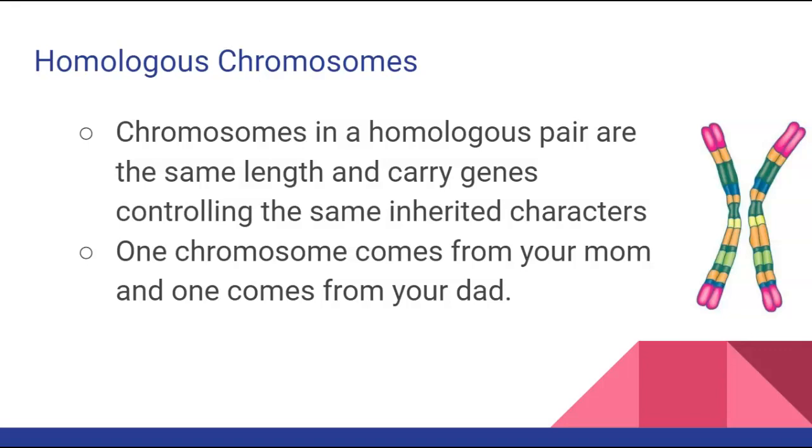Now, homologous chromosomes. We mentioned this on the previous slide, but this is pretty much your basic pair of chromosomes. When you have a homologous pair, they are the same length, they carry the same genes in the same area, and they control the same inherited characteristics. For all of our pairs of chromosomes, you get one from your mom and one from your dad. And that's what gives you your unique look. You may look like one of your parents, but you actually do have a unique genetic makeup. Unless you're an identical twin.